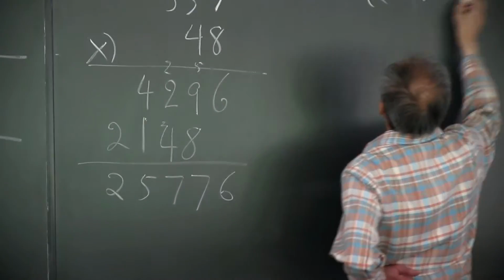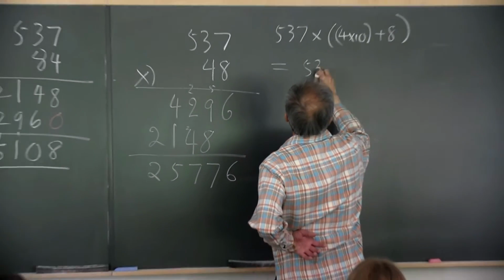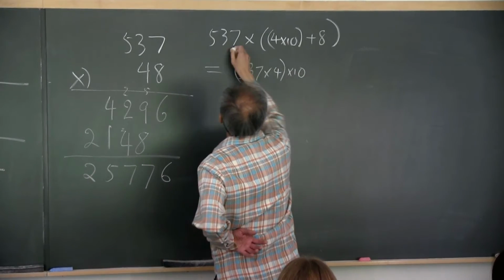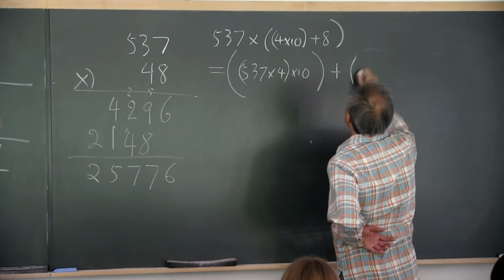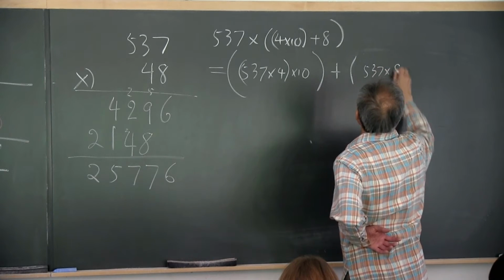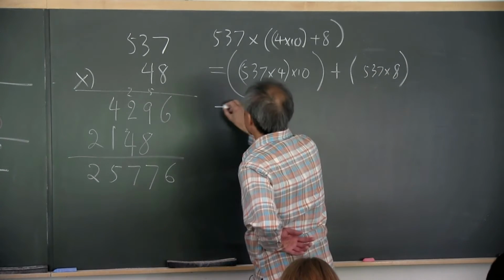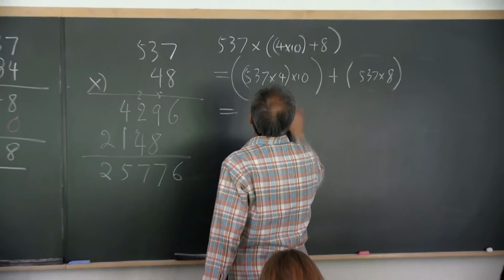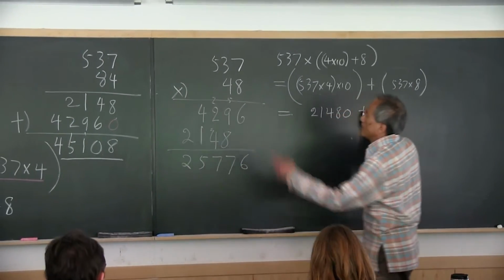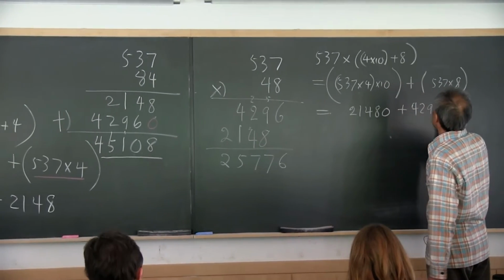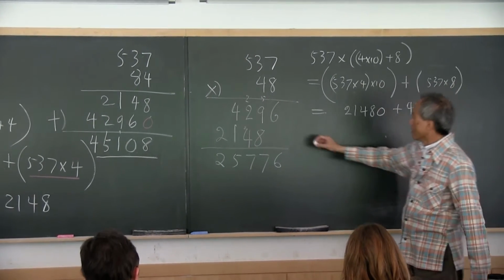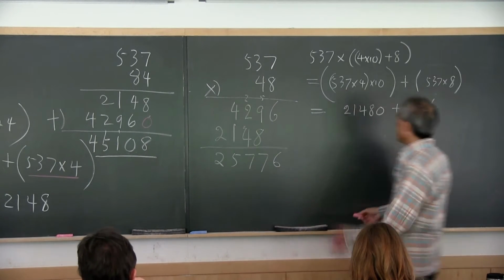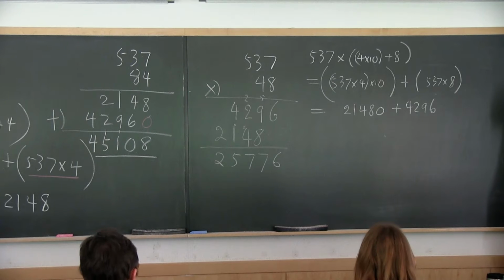plus 8, yes? And then by the distributive law, it's 537 times 4 times 10 plus 537 times 8. And then now this is 2148, 0, right? And this is 4296. And you look back here, and that's the same as if you have a 0 here, and then it's exactly the same sum. Good?